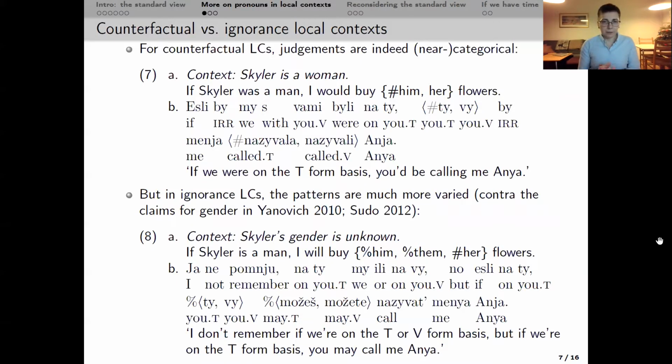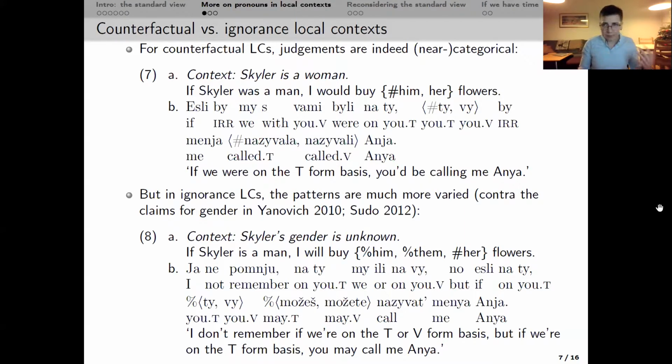Now, it has been claimed in the literature for gender that if you don't know the reference gender, then you can just use the form supplied by the local context. So it has been claimed that in a context in which you don't know Skylar's gender, you can say, if Skylar is a man, I will buy him flowers. But the thing is, in this literature, they only consider two options in this case, him or her. Now, if we recognize the fact that for many speakers, it's also possible to use they in this context, then we suddenly see a much more gradient and much more variable pattern of judgments emerge.